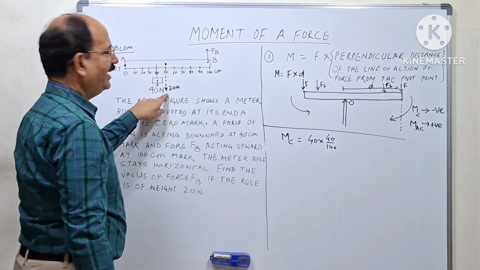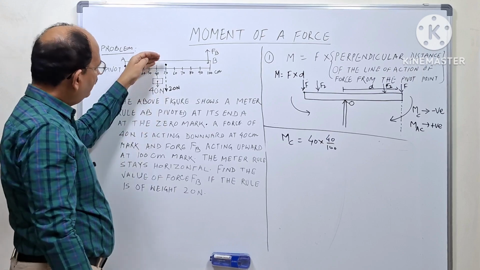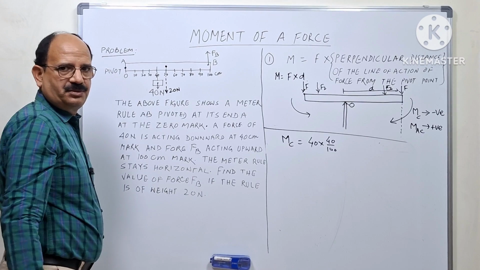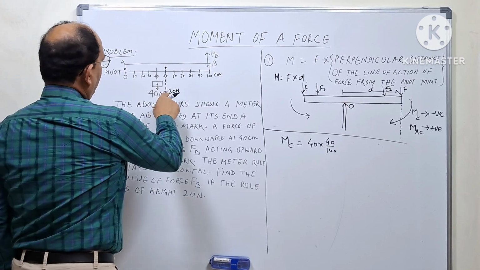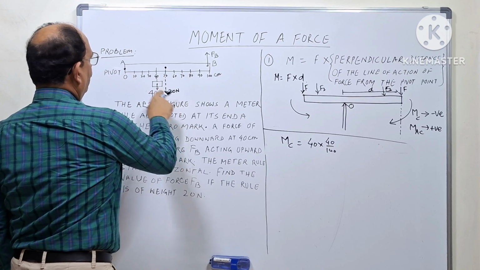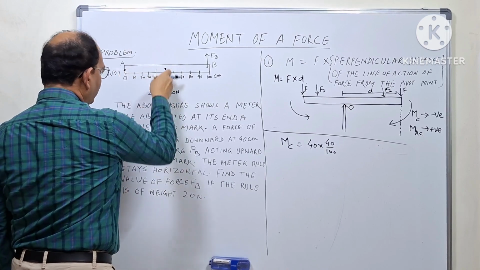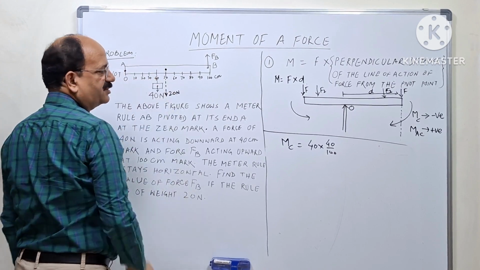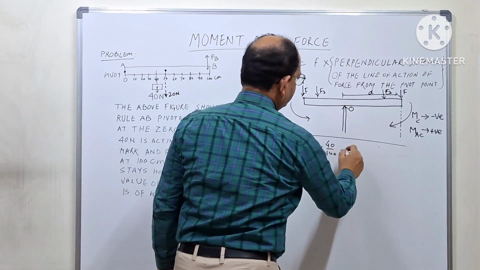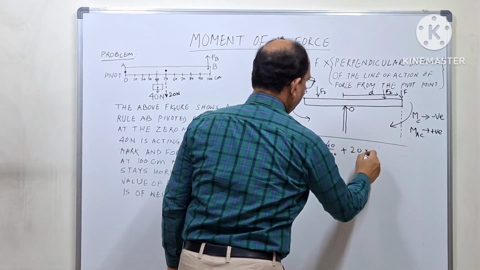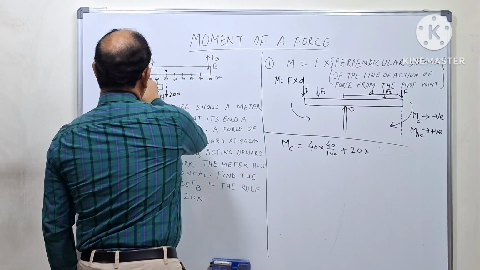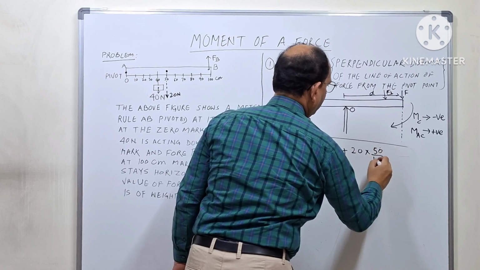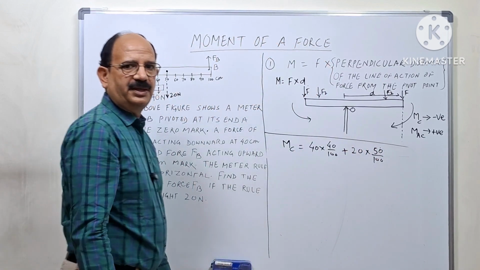What about the weight of the meter rule? That will also try turning it in the clockwise direction, right? Now, the force is 20 Newton. What is the distance of the line of action of this 20 Newton force from the pivot point? This is 50 centimeter. So we can write this as 20 Newton multiplied by 50 by 100. Correct?